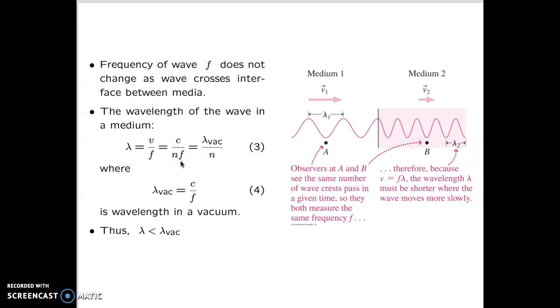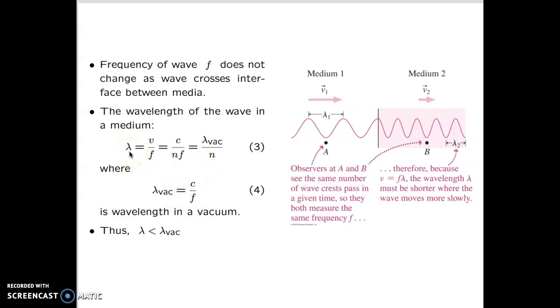And okay, so c divided by f, that would be the wavelength of the wave if it were traveling through a vacuum. So we'll call that lambda sub vac. Okay, it's the speed in a vacuum c divided by the frequency. And the frequency, remember, doesn't depend on what medium you're in. That's fixed.